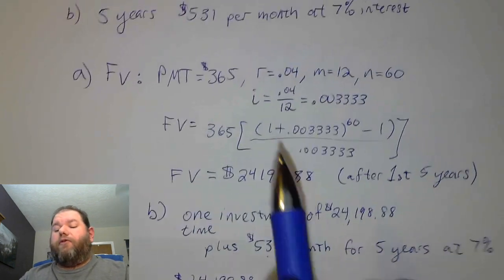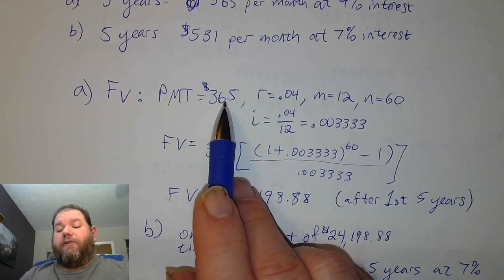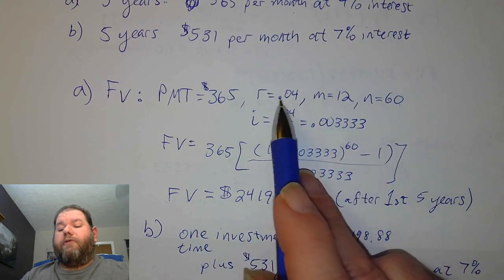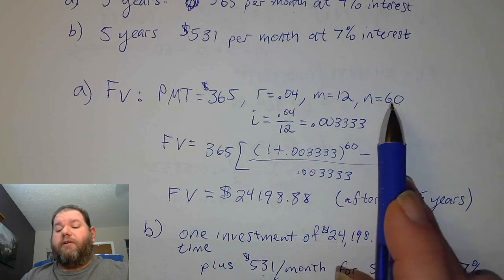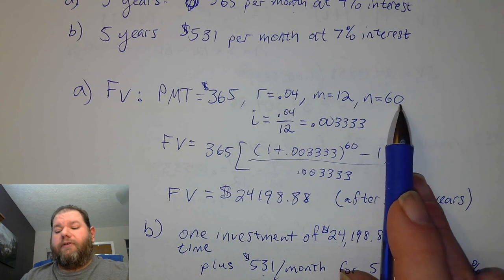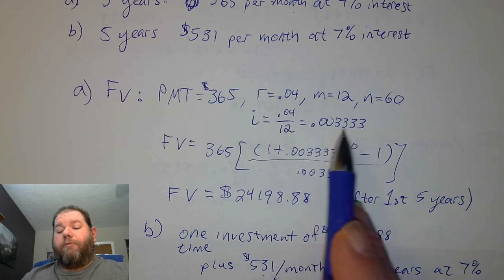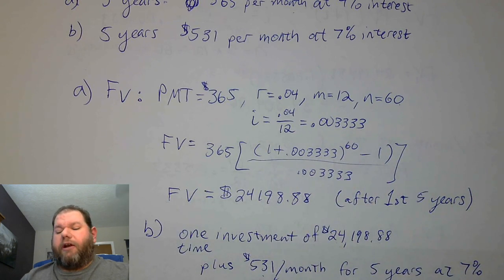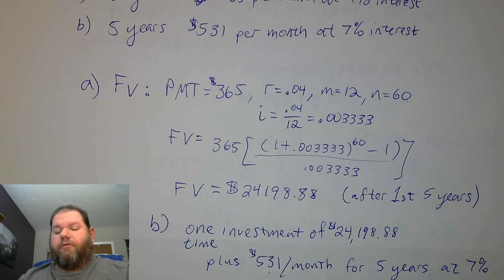So the first part of the problem is a very straightforward future value problem. We had a payment of $365, interest is 4%, so R equals 0.04. It's 12 months, so M is 12, and 12 months a year for 5 years was 60 total payments, 60 total deposits that we would make into this account. We calculate I equals R divided by M, and again we rounded there, so that also leads to the rounding error that's present in this problem. But as you can see, that had a cumulative effect of $1.30, so not huge.